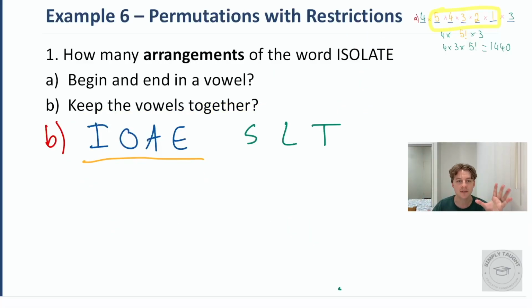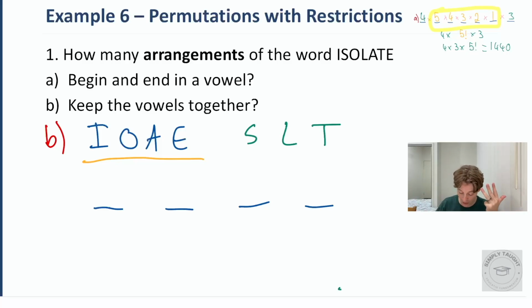For part B, you can see I've got my vowels of I, O, A, and E, and I have my remaining letters of S, L, and T. Now, if we are keeping the vowels together, what this means is that we are treating the vowels as one individual group, which means when I'm arranging my letters, I only really have 4 different groups because my vowels are going to all stay together as one group. So to figure out how many ways I can arrange them, I could pick all the vowels as one group to go first, or I could pick letters S, L, or T.